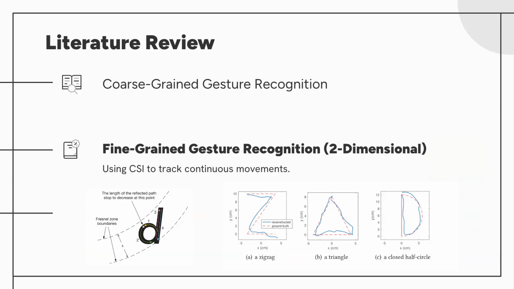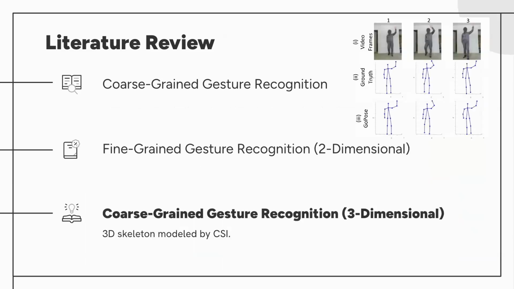And coarse-grained gesture and pose recognition has been done in 3 dimensions, as you can see by this 3D skeleton that was just modeled based off the CSI data. However, you can see, for example, in the skeleton, for the hand, it's just a dot, right? And it doesn't really show the specific gestures. That could be this, that could be that, that could be anything.